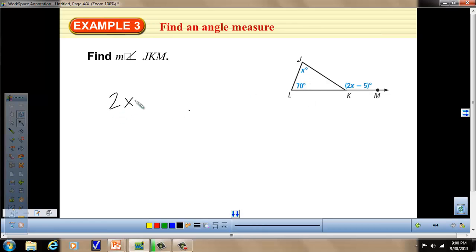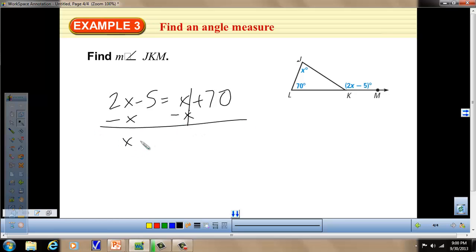So we'd have 2x minus 5 is equal to x plus 70. We're going to subtract x from both sides. We get x minus 5 equals 70. We add 5 to both sides. We get x equals 75.